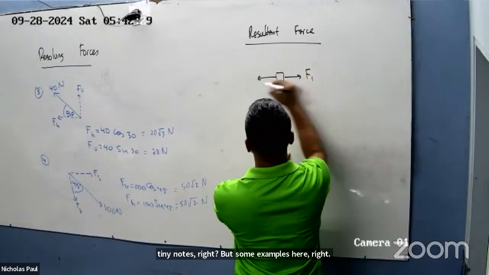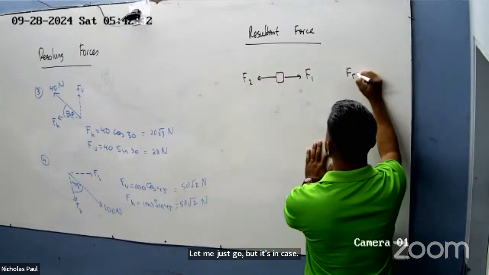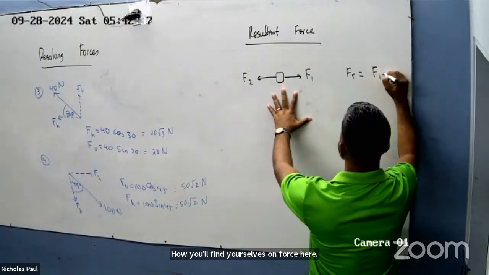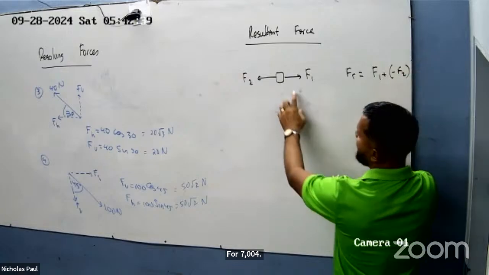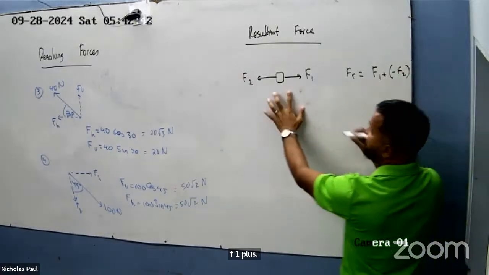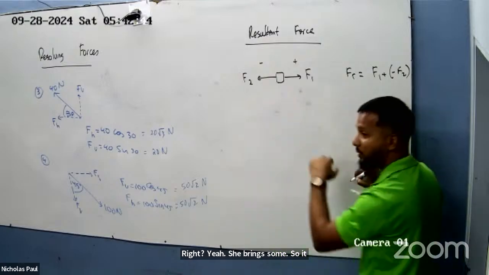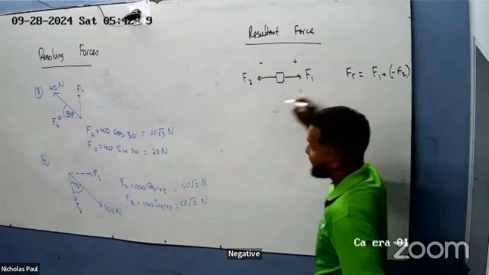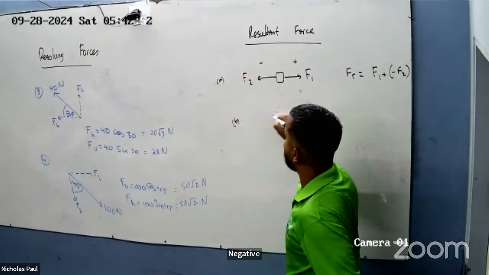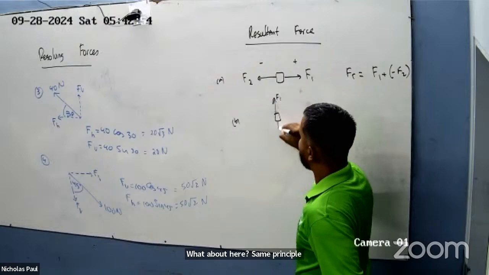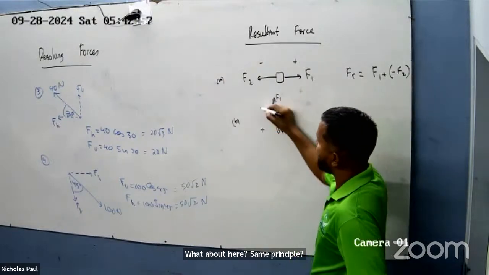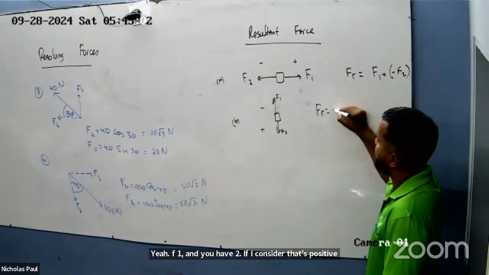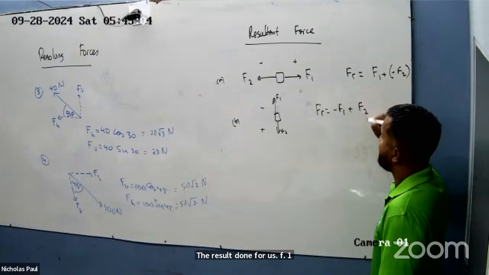How do you find the resultant force here? What's the resultant force here? F1 plus F2, right? It's the algebraic sum. So it means that one direction is positive, the next is negative, right? So the algebraic sum of all the forces acting will give you the resultant force. What about here? Same principle. You have F1 and you have F2. If I consider down as positive, up as negative, the resultant force is minus F1 plus F2.